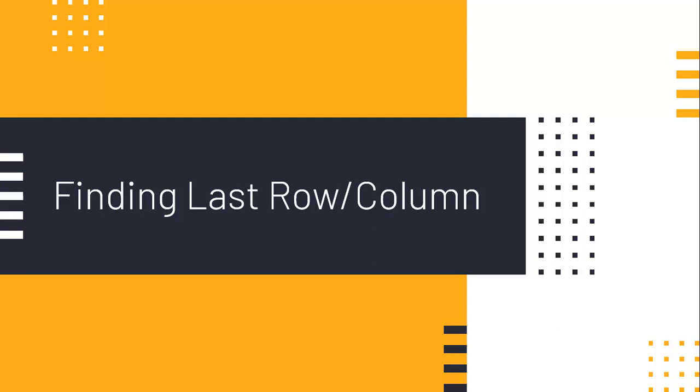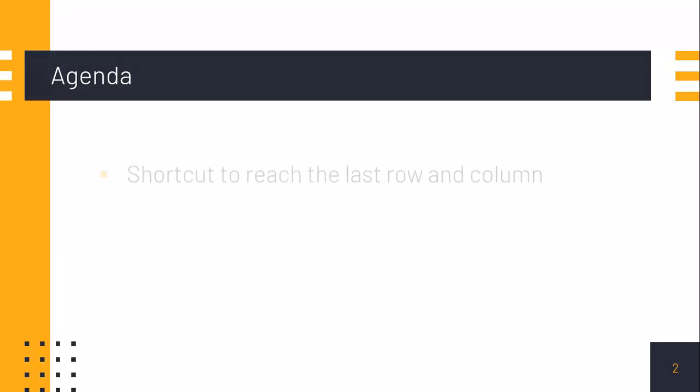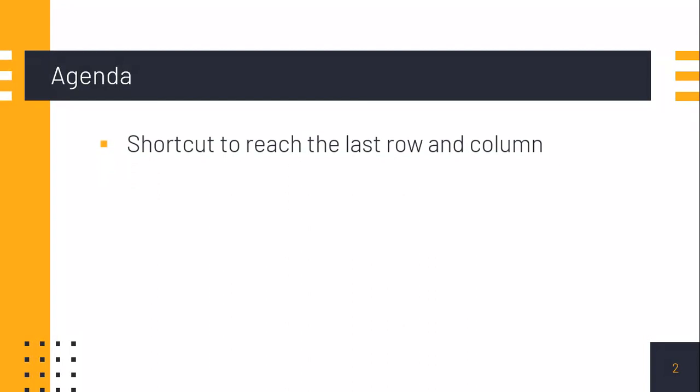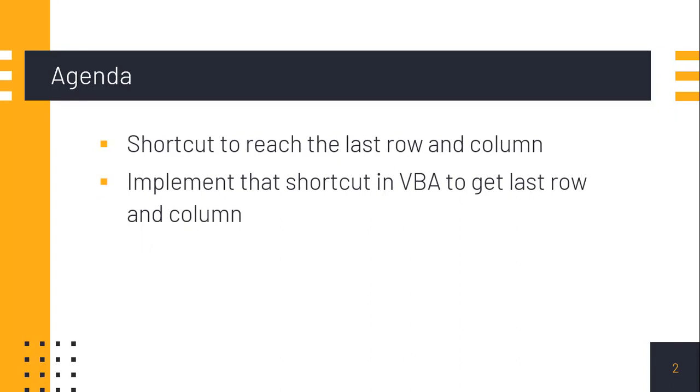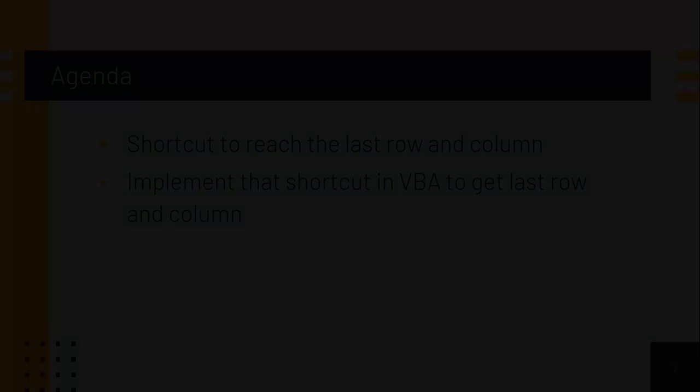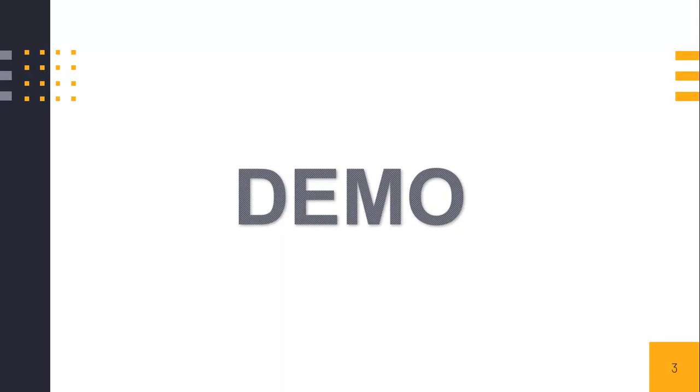But in more real-time scenarios, we will probably want to run a loop through all the rows or maybe all the columns. So it becomes important to identify the last row and last column. In this video, we'll see a shortcut on how to reach the last row and last column, and we will see how we implement that shortcut in VBA. So let's jump into the demo.